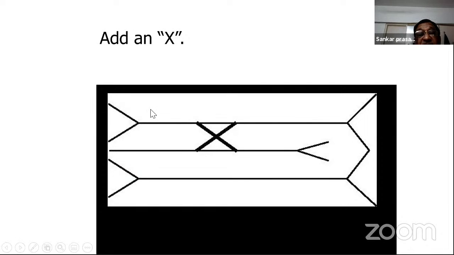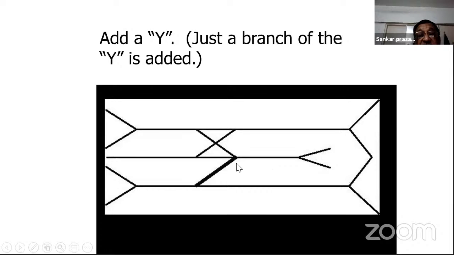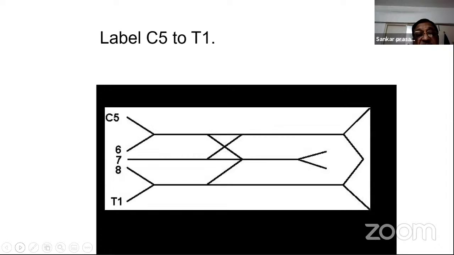So two headless arrows to the left and to the right, and one headless arrow to the left, a W and an X. I hope all of you have drawn this. Then just one branch of Y is added. So this is the diagram which you will memorize, and then you can easily construct the brachial plexus.